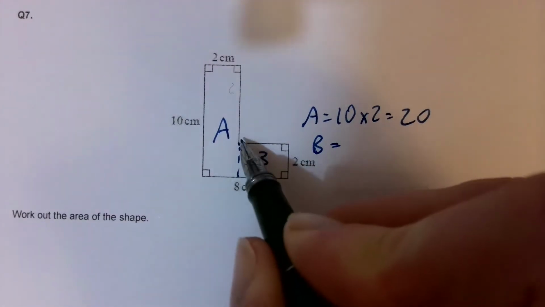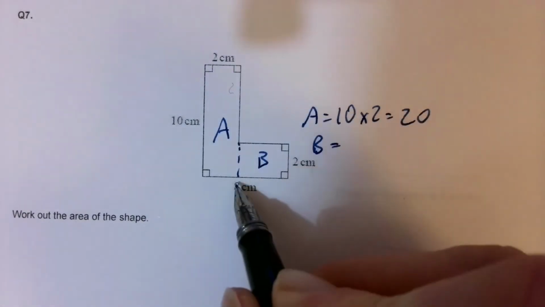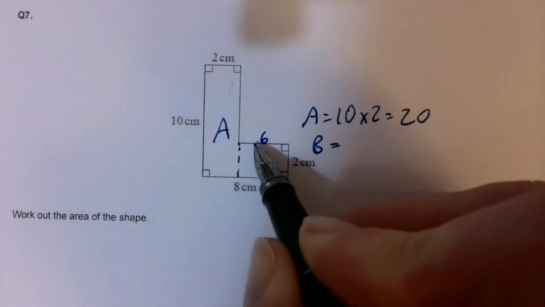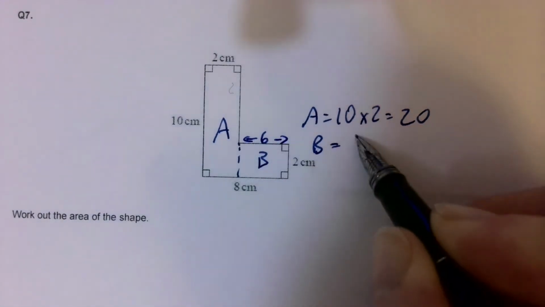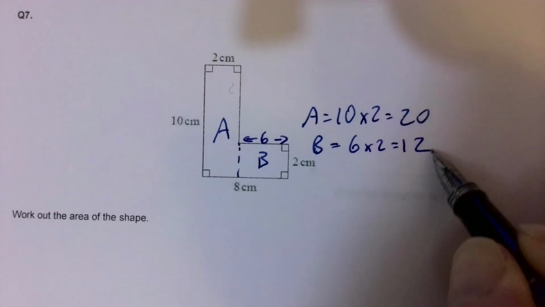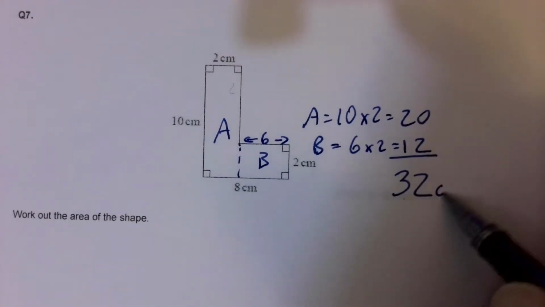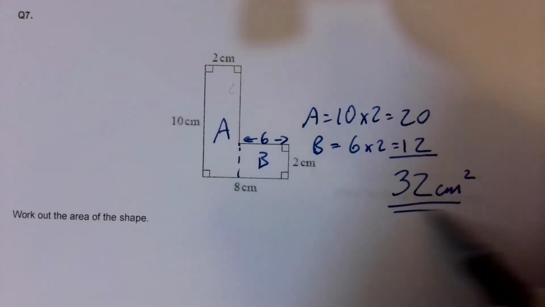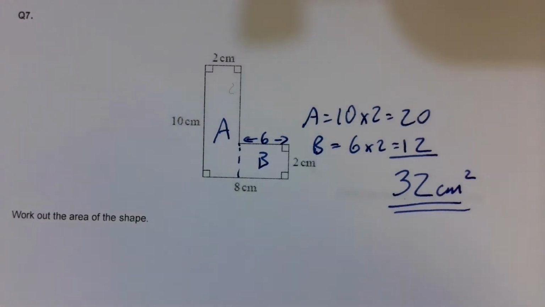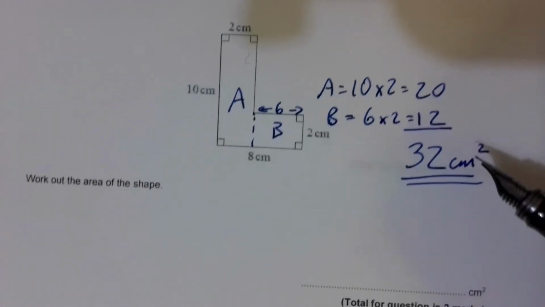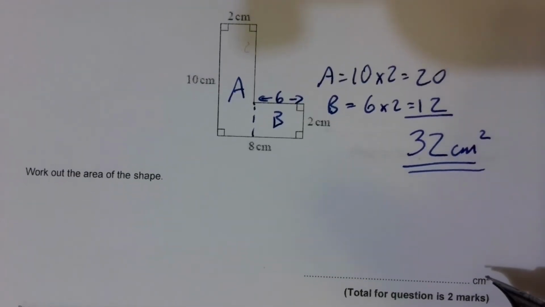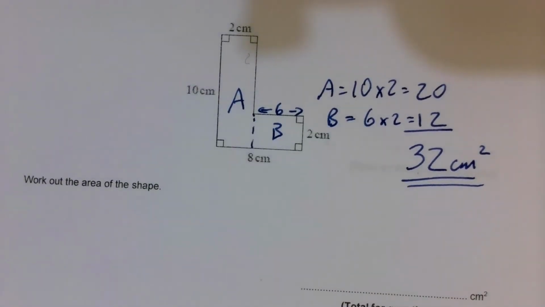So I want this length from here to here. Well, if that's 2 and that's 8, 8 take 2 is 6. So B will be 6 times 2, which is 12. There are several ways you could have split that shape up to do it. However you did it, if you showed what you did and you got 32 centimetres squared, you get 2 marks. There's not a mark for the unit here because it's actually there on the dotted line at the bottom.